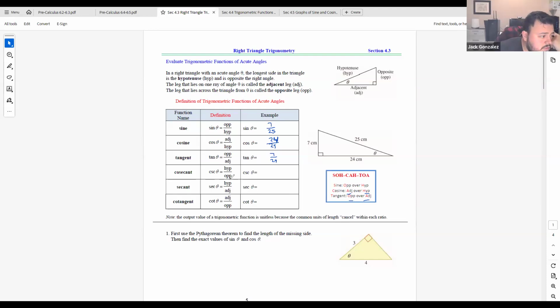Okay. And then cosecant, secant, and cotangent we know are the reciprocals of the original three. So you would just put hypotenuse over opposite, which is the reciprocal of sine. So 25 over 7. Secant is hypotenuse over adjacent, so 25 over 24. Cotangent, just flip over tangent, and there it is.